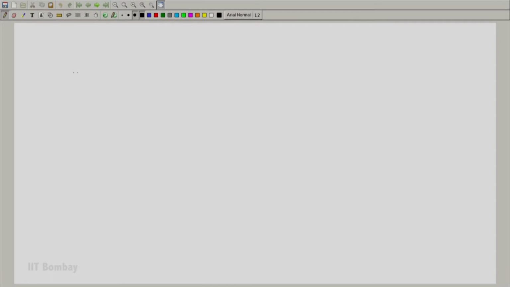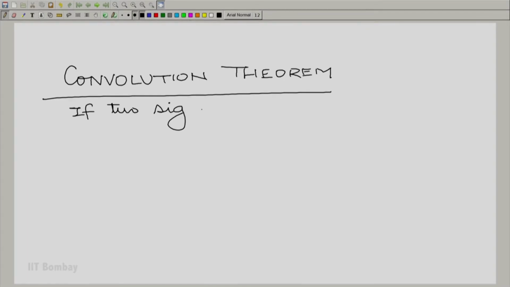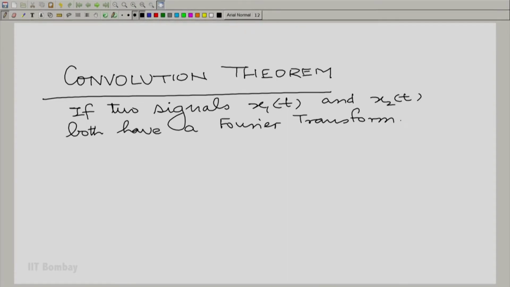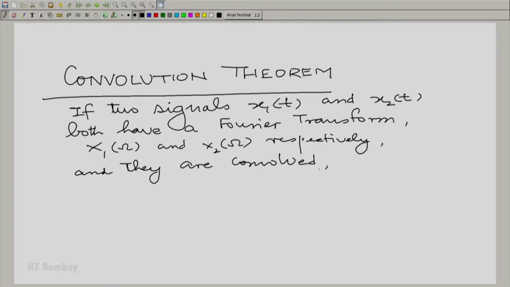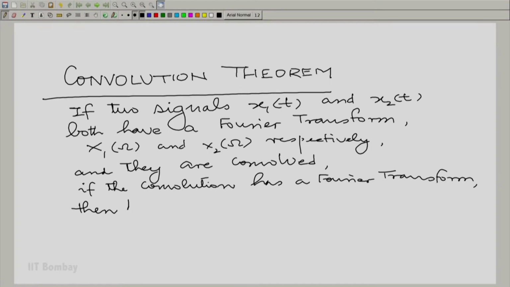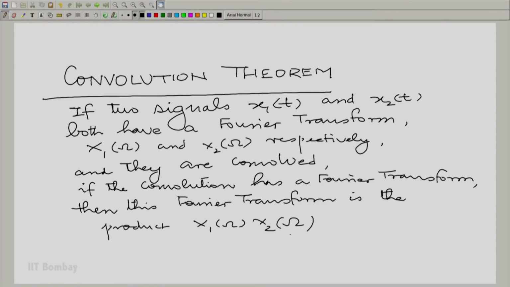Let us write it down to be complete in the beginning of this session. So, the convolution theorem of the Fourier transform: if two signals x1 and x2 have a Fourier transform and are convolved, and if the convolution also has a Fourier transform, then this Fourier transform is the product of the Fourier transforms of x1 and x2.